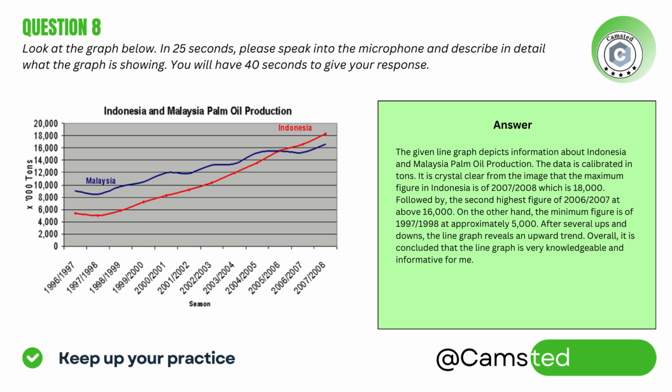The given line graph depicts information about Indonesia and Malaysia palm oil production. The data is calibrated in tons.